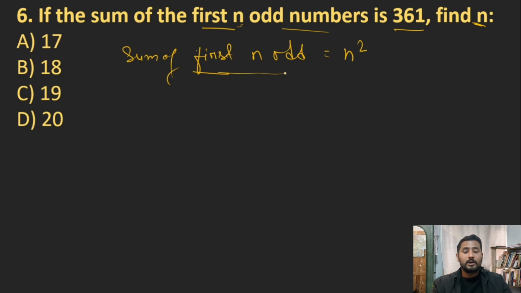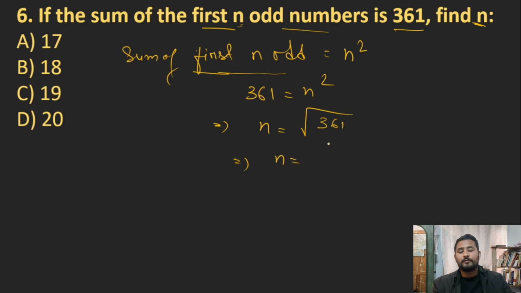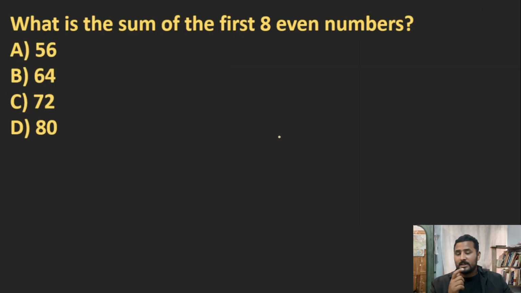But the sum of the first n odd numbers is how much? It's already given: 361 equals n square. So when you have to find n, you will do n equal to root over 361. This square will go to the other side as a square root. So what is the square root of 361? It is 19. So the answer will be 19 for question number 6. The answer will be option number C. I hope it is clear.